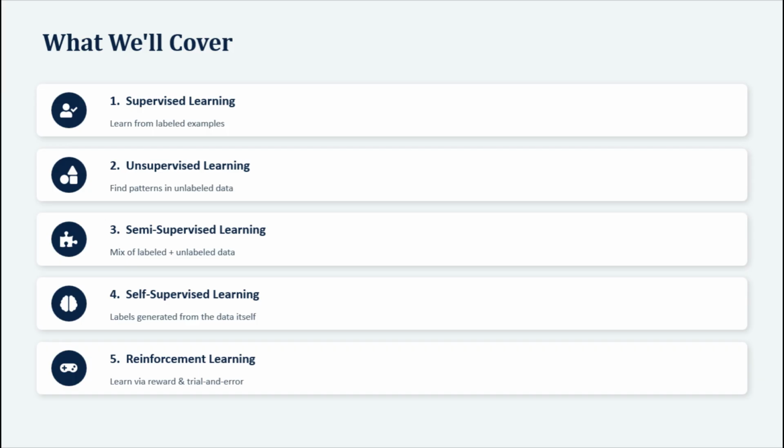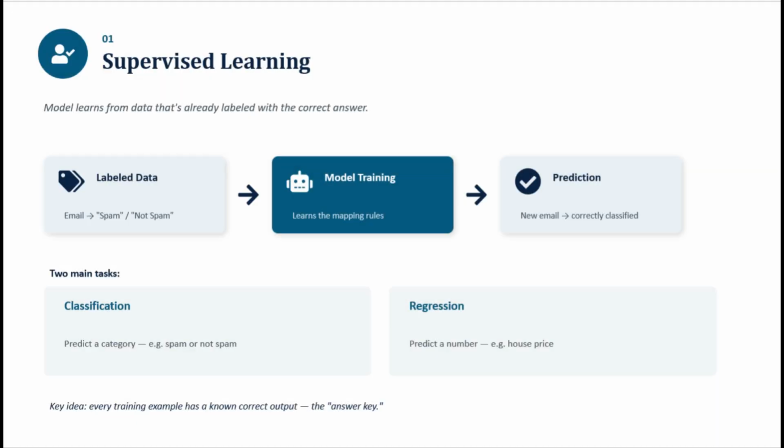Then we'll discuss semi-supervised learning, which combines a small amount of labeled data with a large amount of unlabeled data. After that comes self-supervised learning, one of the hottest topics in AI today, because it's the technology behind modern language models like ChatGPT. Finally, we'll learn about reinforcement learning, where an AI learns through trial and error using rewards and penalties. Let's understand each one step by step.